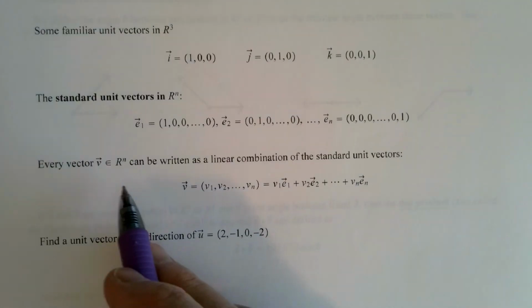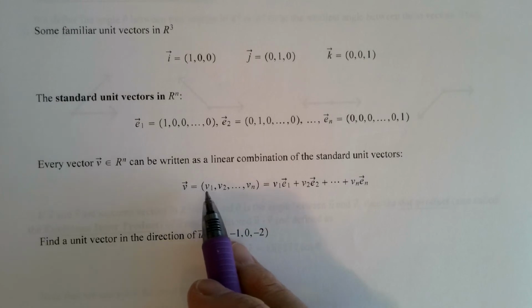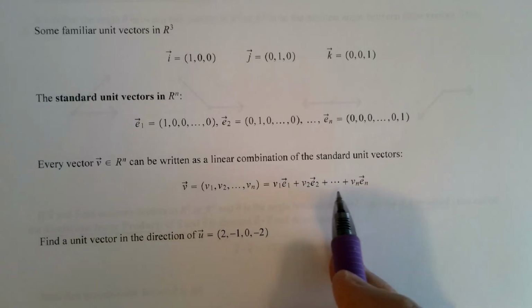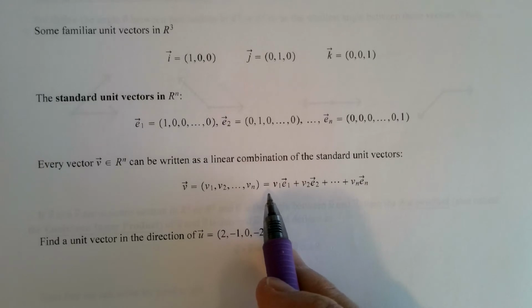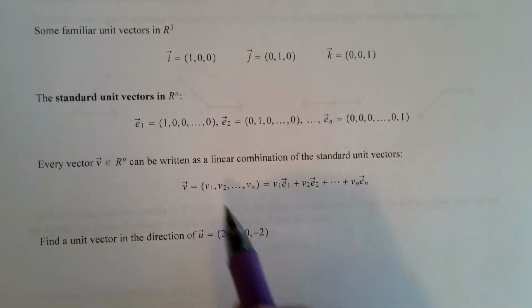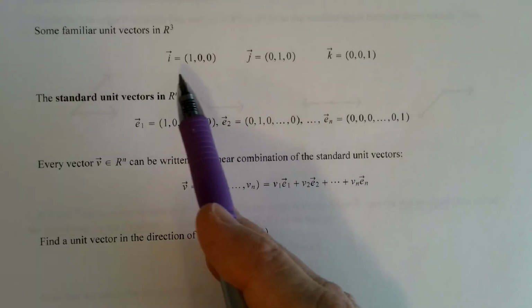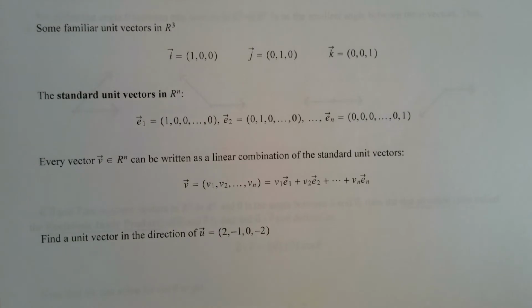Every vector in n space can be written as a linear combination of these standard unit vectors. So if I have a vector that is an n-tuple that resides in n space, then I can write out this linear combination quite easily. And you guys are familiar with this, right? If I have the vector 3, 2, 1, that would be what? 3i plus 2j plus 1k, and that's the same idea here.